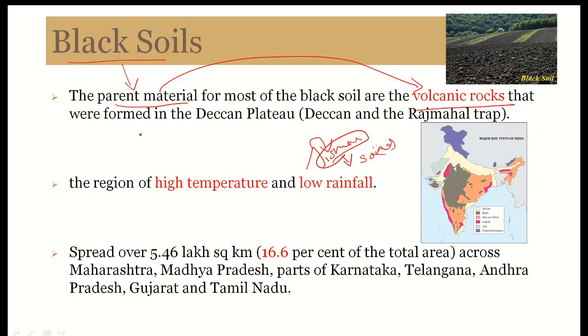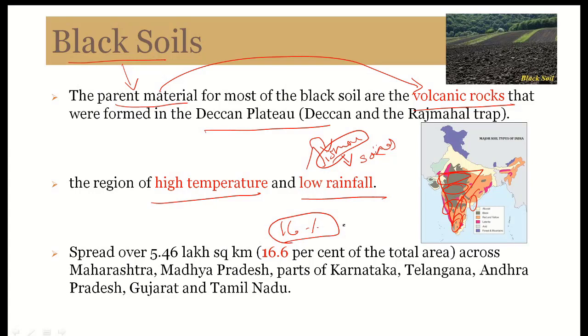It is found in the Deccan Plateau. You can see here in the Deccan Trap we can find the black soil. It is mainly present in Madhya Pradesh, Maharashtra, Karnataka, Telangana, Andhra Pradesh and some parts of Tamil Nadu. It requires high temperature and very low rainfall. Black soil covers 16% of the total area.